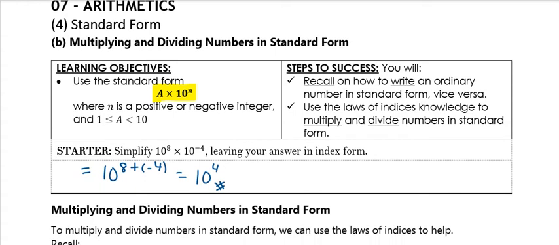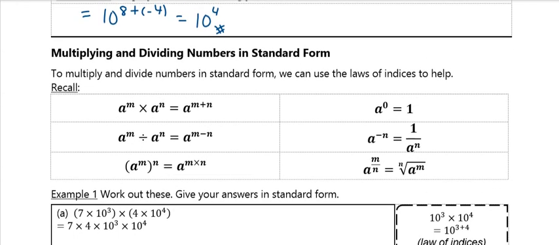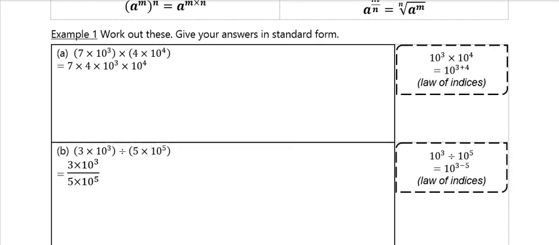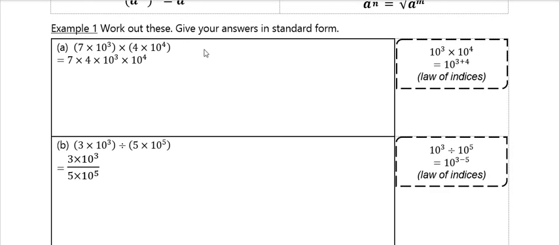So let's begin with how to multiply and divide numbers in standard form. These rules or laws of indices will be quite useful for you to do multiplication and division of standard form. Basically you will always use these first two. Right, so let's start with the first example. Work out this, give your answer in standard form.